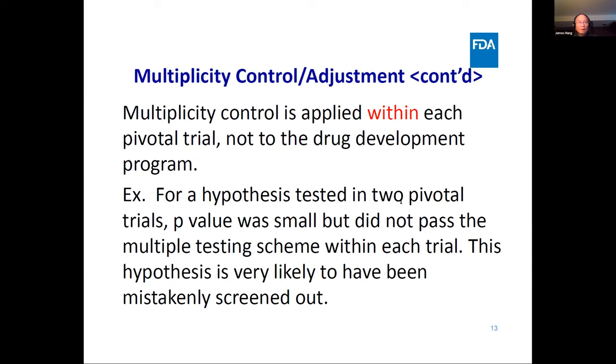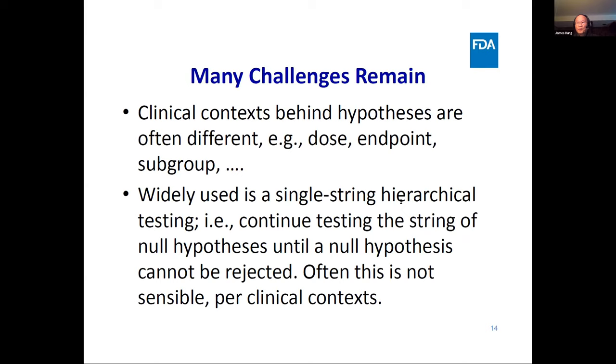The multiplicity control we have been using still has many challenges. First, the clinical context behind hypotheses is often different, such as dose versus endpoint versus subgroup. That is, rejecting a null hypothesis for a dose gives a different clinical context than rejecting a null hypothesis for an endpoint.